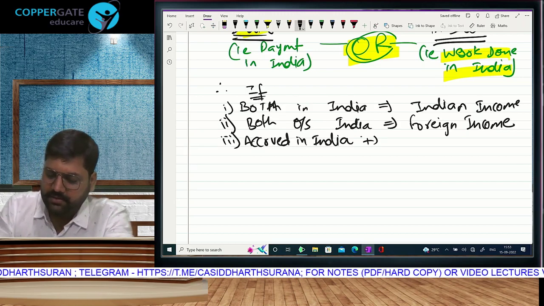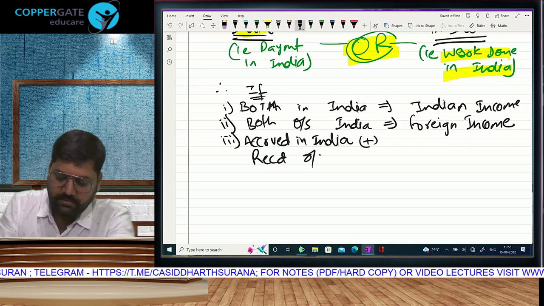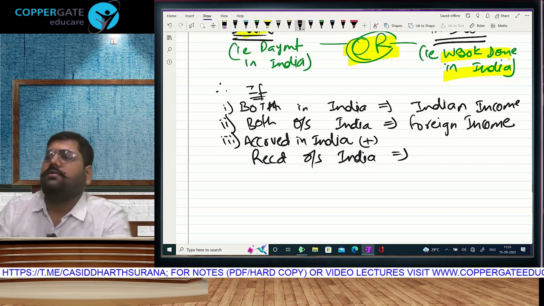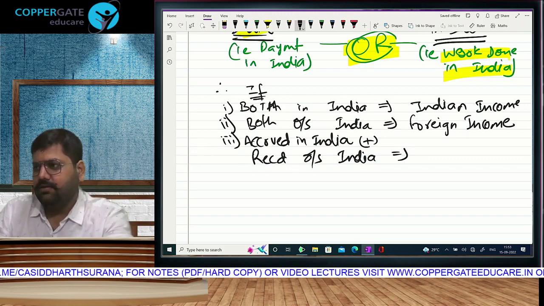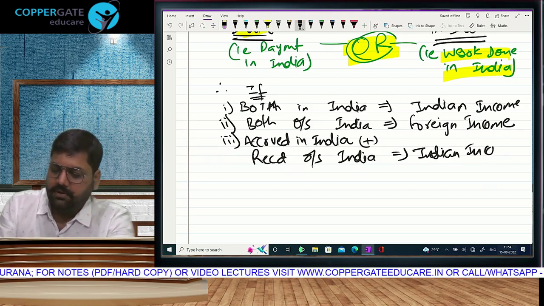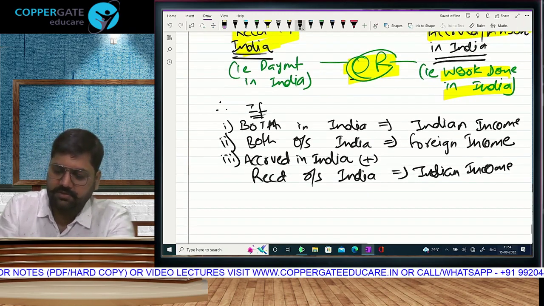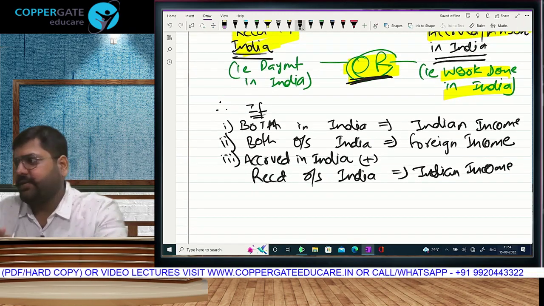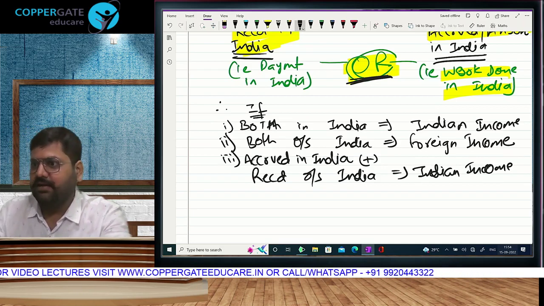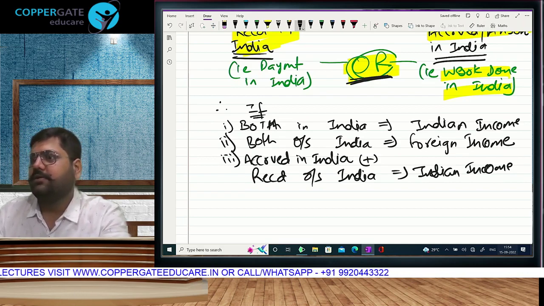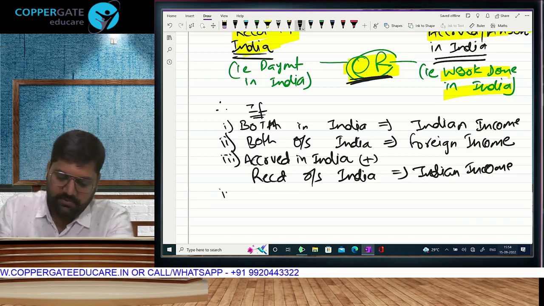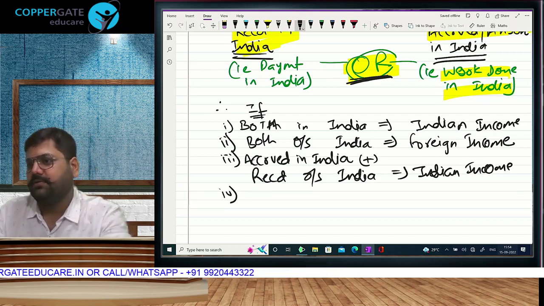और पेमेंट किधर हुआ? So work done where? Payment received outside India. This is also Indian income. Because the word used is, if any one of the two activities of the income earning process has taken place in India, toh khatam, that income will be treated as Indian income. Understood? Would you like to guess what is the fourth possibility?